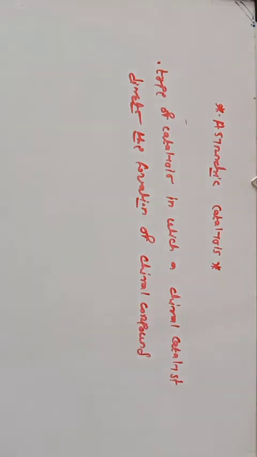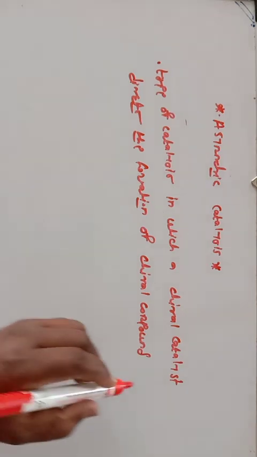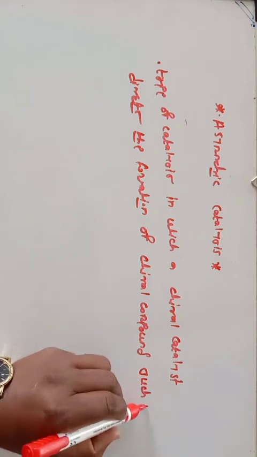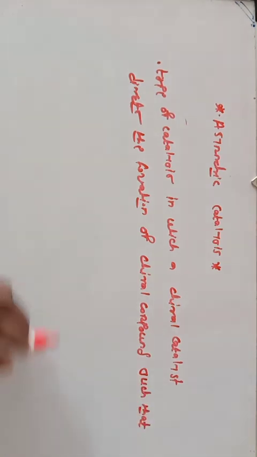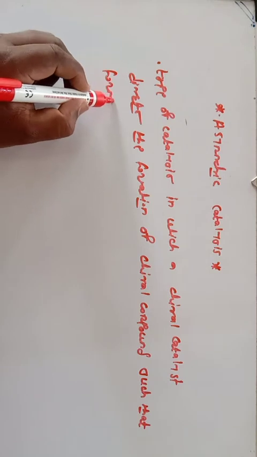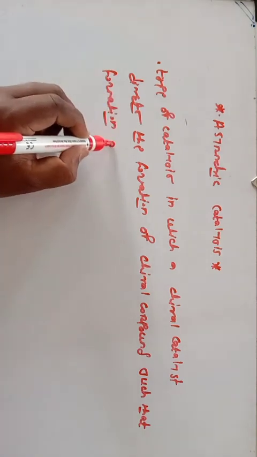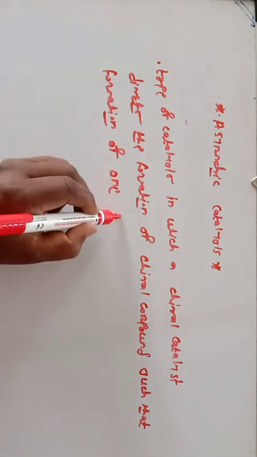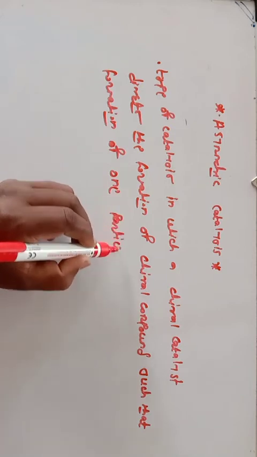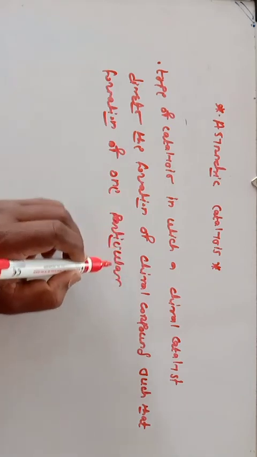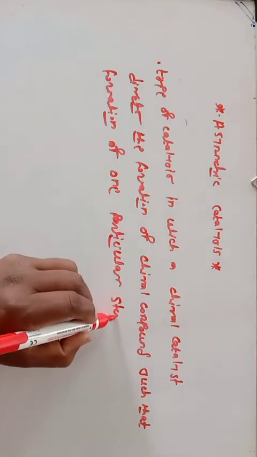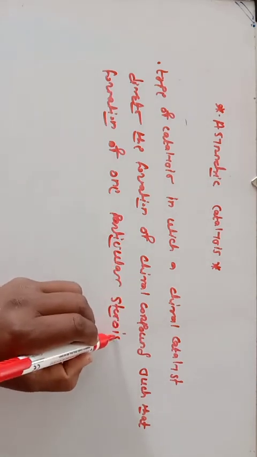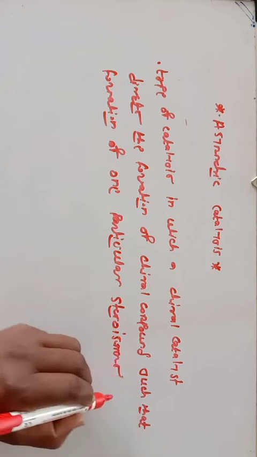So what is this asymmetric catalysis? It is the type of catalysis in which a chiral catalyst directs the formation of chiral compound such that the formation of one particular stereoisomer is favored.